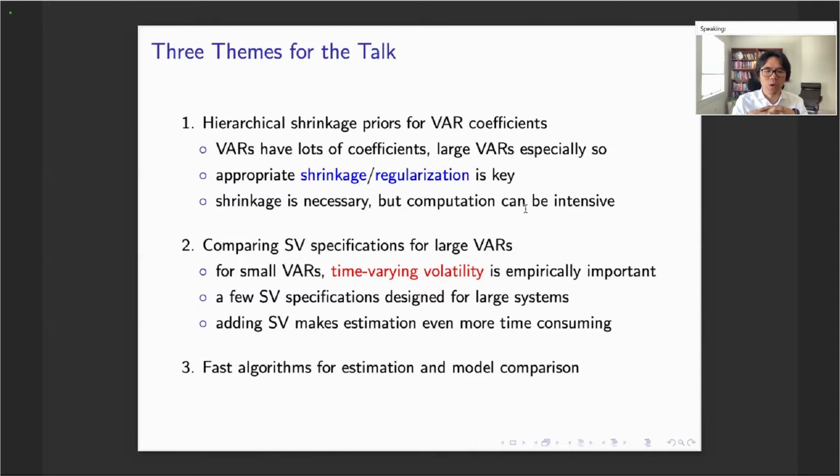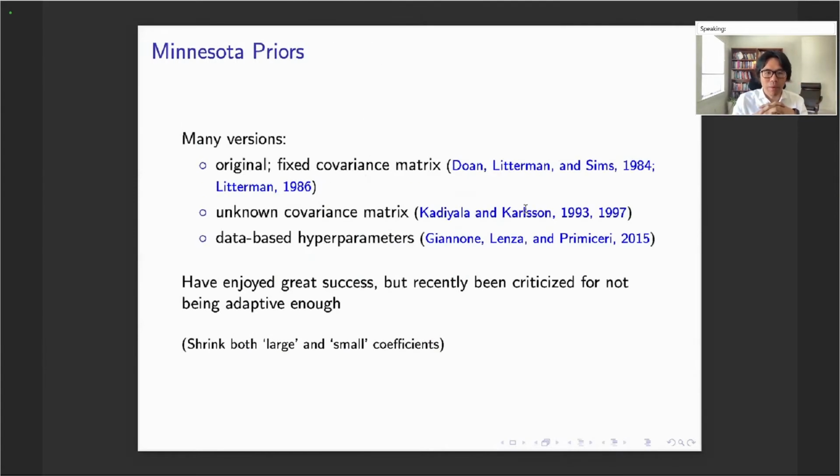There are actually quite a few stochastic volatility specifications designed especially for large systems. But of course, if you add stochastic volatility, it also makes the estimation more time consuming. So that brings me to the third theme, some fast algorithms to estimate these large nonlinear models. I would like to share with you some of my experience in this area and some of my discoveries: how do you make the estimation faster? Those are the three themes of my talk.